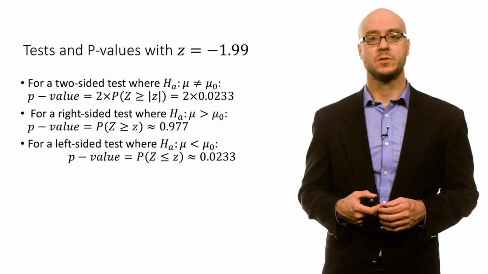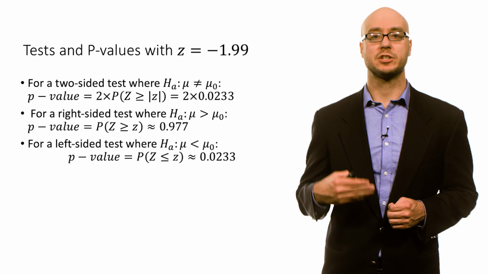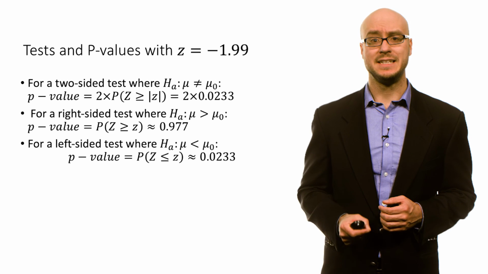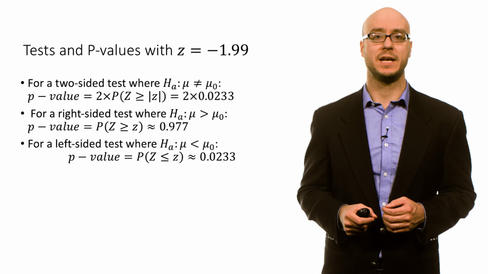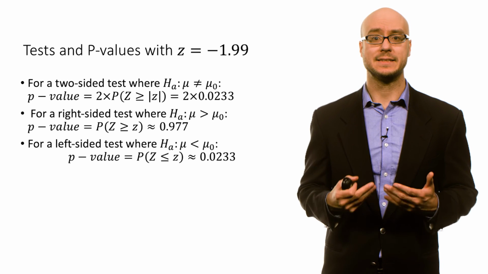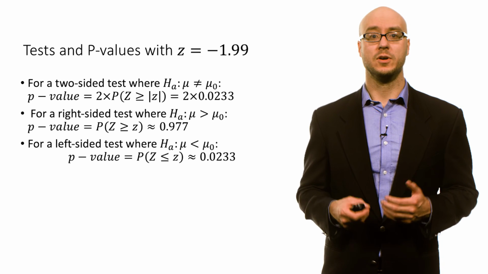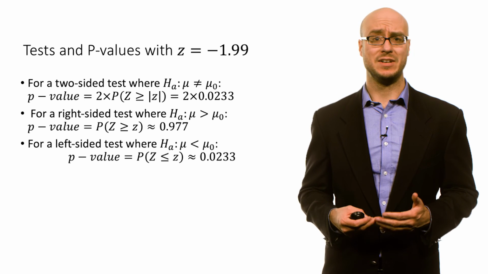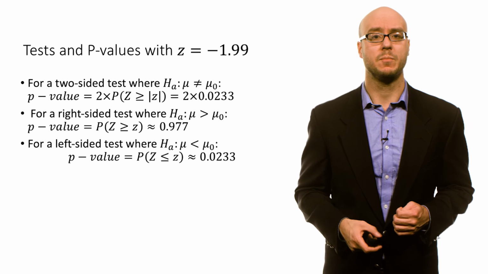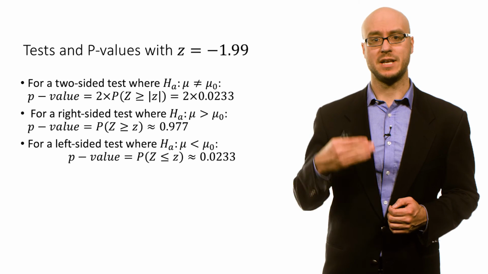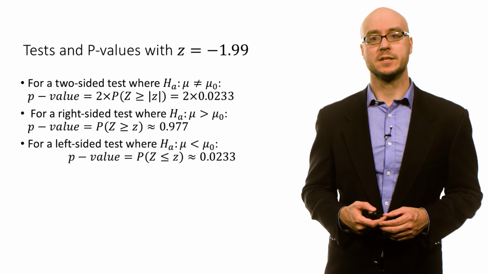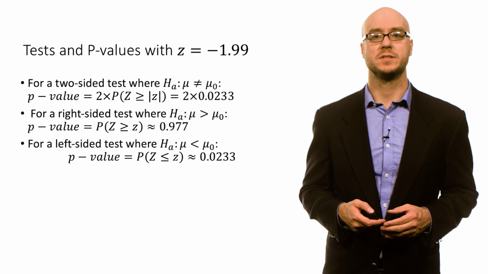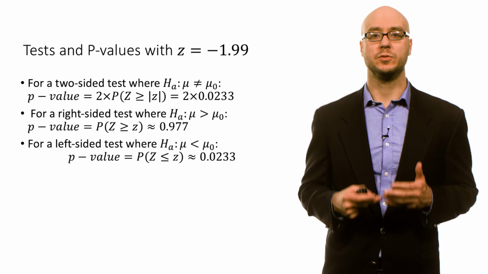For a right-sided test, where the alternative is that the population mean is greater than the claimed value under the null hypothesis, the p-value is the probability of obtaining a z-test statistic greater than or equal to the one we obtained. That's very large, as we just saw. That's 0.977. It's very likely. So under a right-sided test, we would fail to reject the null hypothesis because 0.977 is much greater than our alpha level of 0.05, the benchmark by which we compare our p-values and make a decision. For a left-sided test, where the alternative is that the population mean is less than the claimed value under the null hypothesis, the p-value is simply 0.0233.